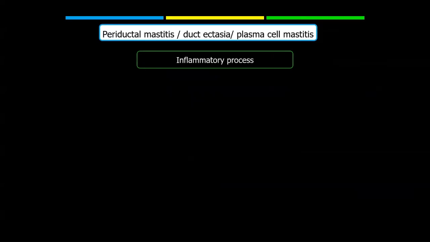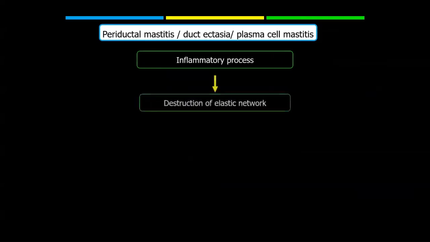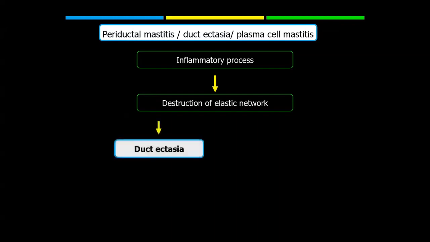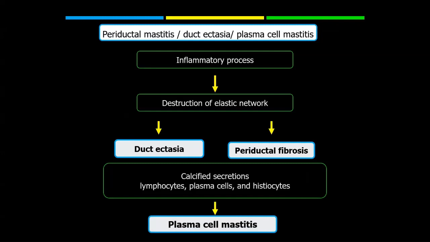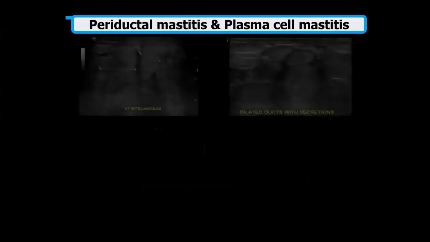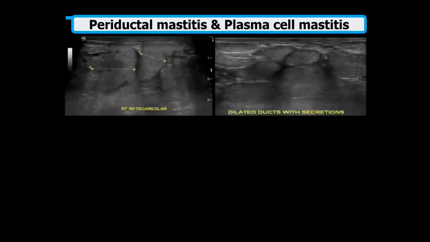The process starts, as we said, with an inflammatory process that leads to destruction of the elastic network of the ducts, ending up with duct ectasia and periductal fibrosis. If these ducts become filled with calcified secretions and they become invaded with lymphocytes, plasma cells, and histiocytes, then we get what is known as the plasma cell mastitis. This is how the story begins.